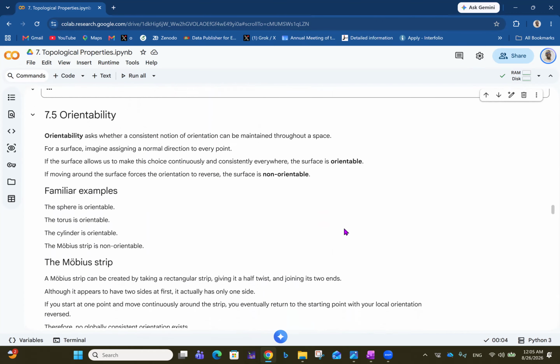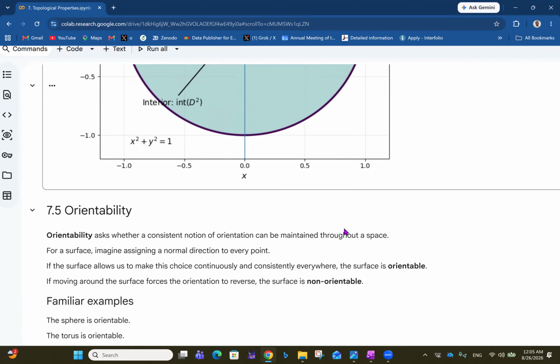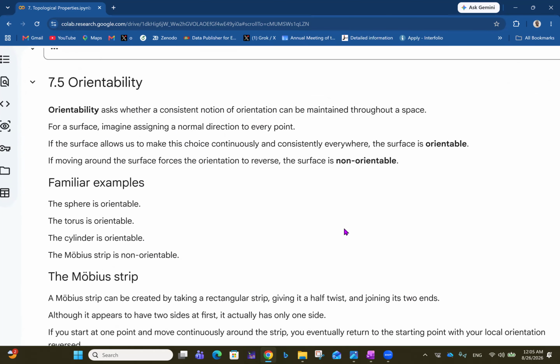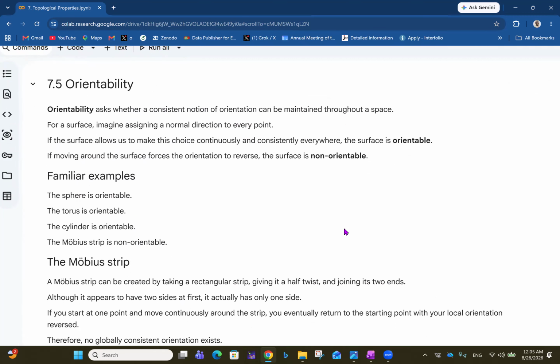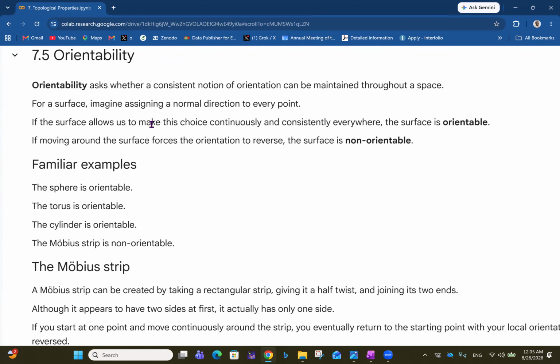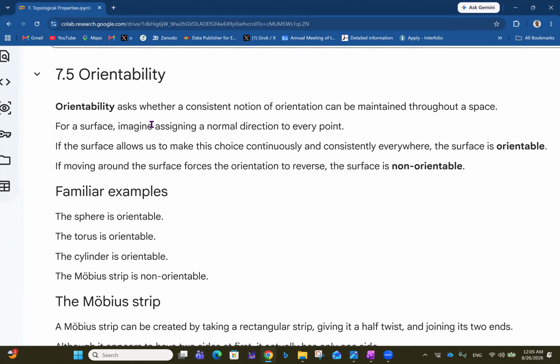Then we have orientability, having considered boundaries just now. We go on to talk about orientability. Don't forget, we are looking at topological properties. These are the things you are going to study in some mathematical depth as we progress. So orientability asks whether a consistent notion of orientation can be maintained throughout a space.